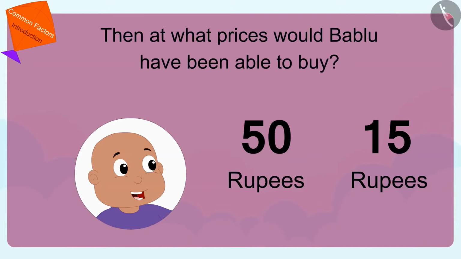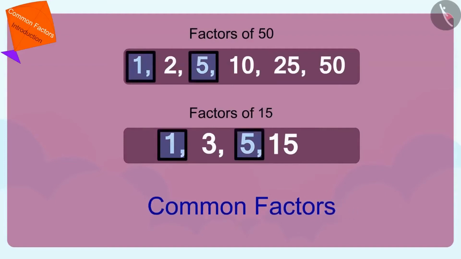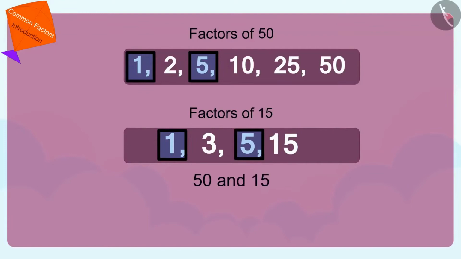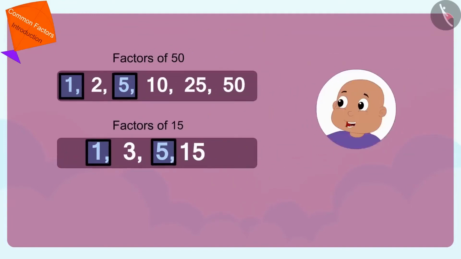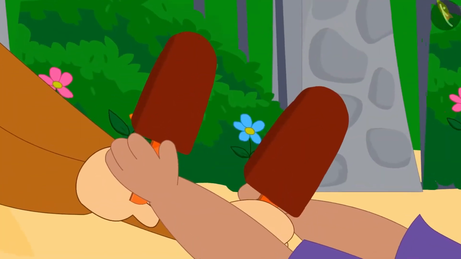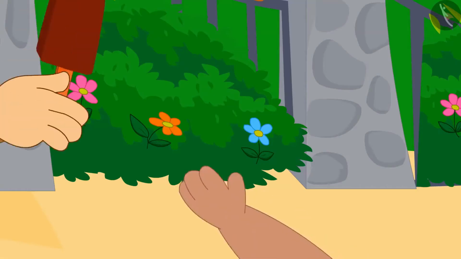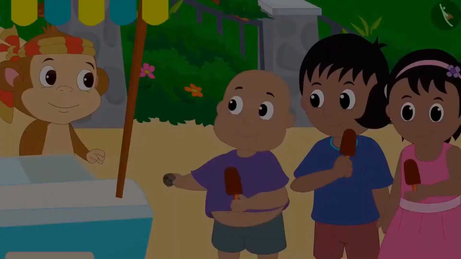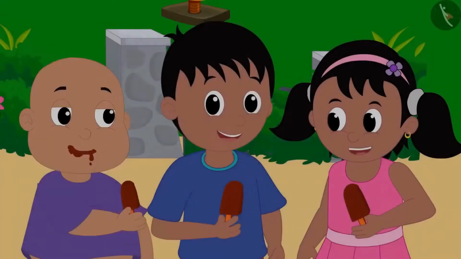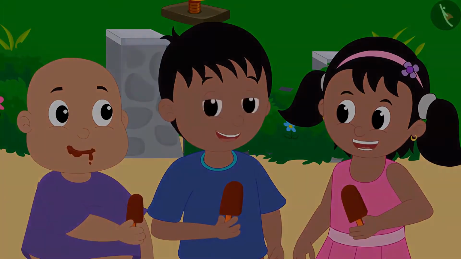If you want, you can pause the video and find the answer. 1 and 5 are the common factors of 50 and 15. So Bablu would have been able to buy ice creams for 1 or 5 rupees. Bablu bought 2 10 rupee chocobar ice creams from his 20 rupee note and a 10 rupee chocobar ice cream from his 10 rupee coin. And together with Pinky and Raju, they ate ice cream with great pleasure.